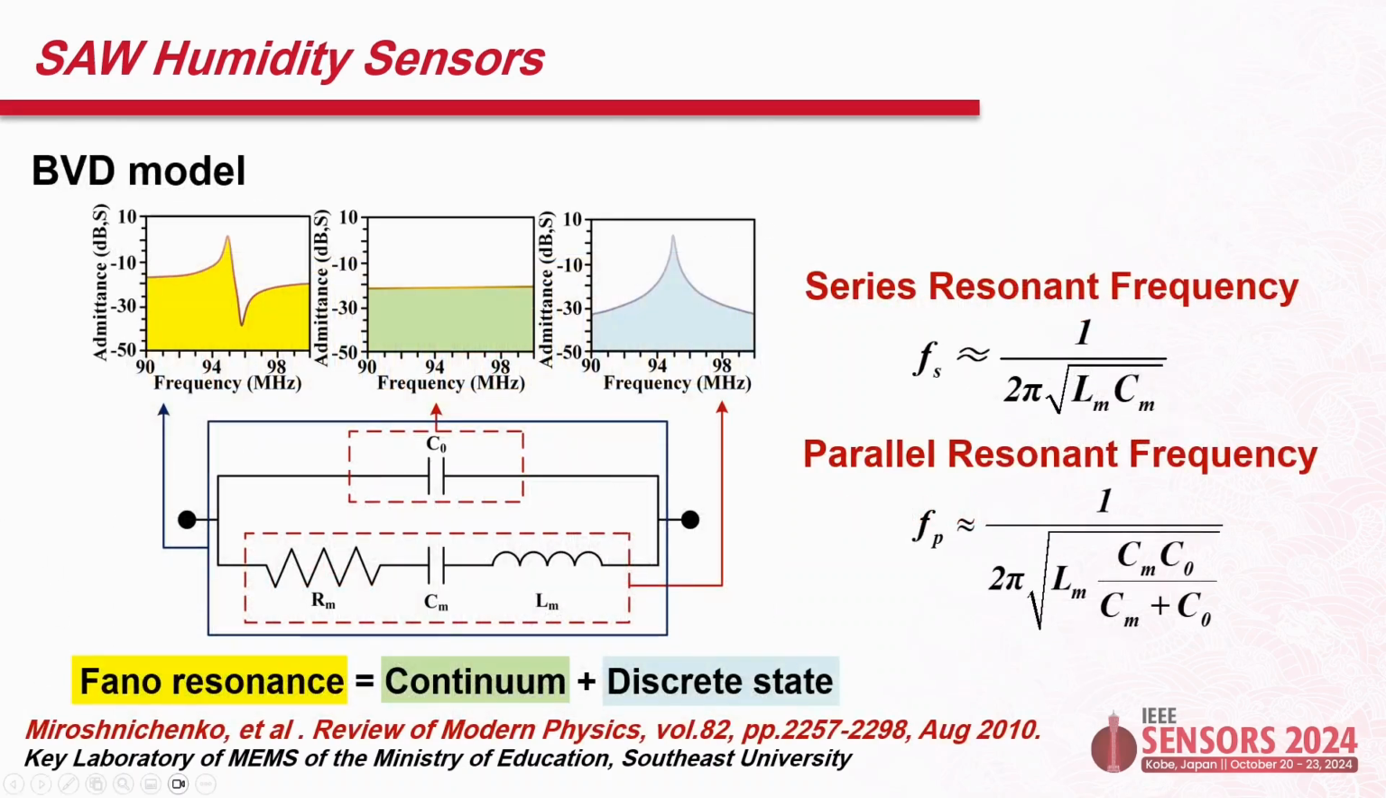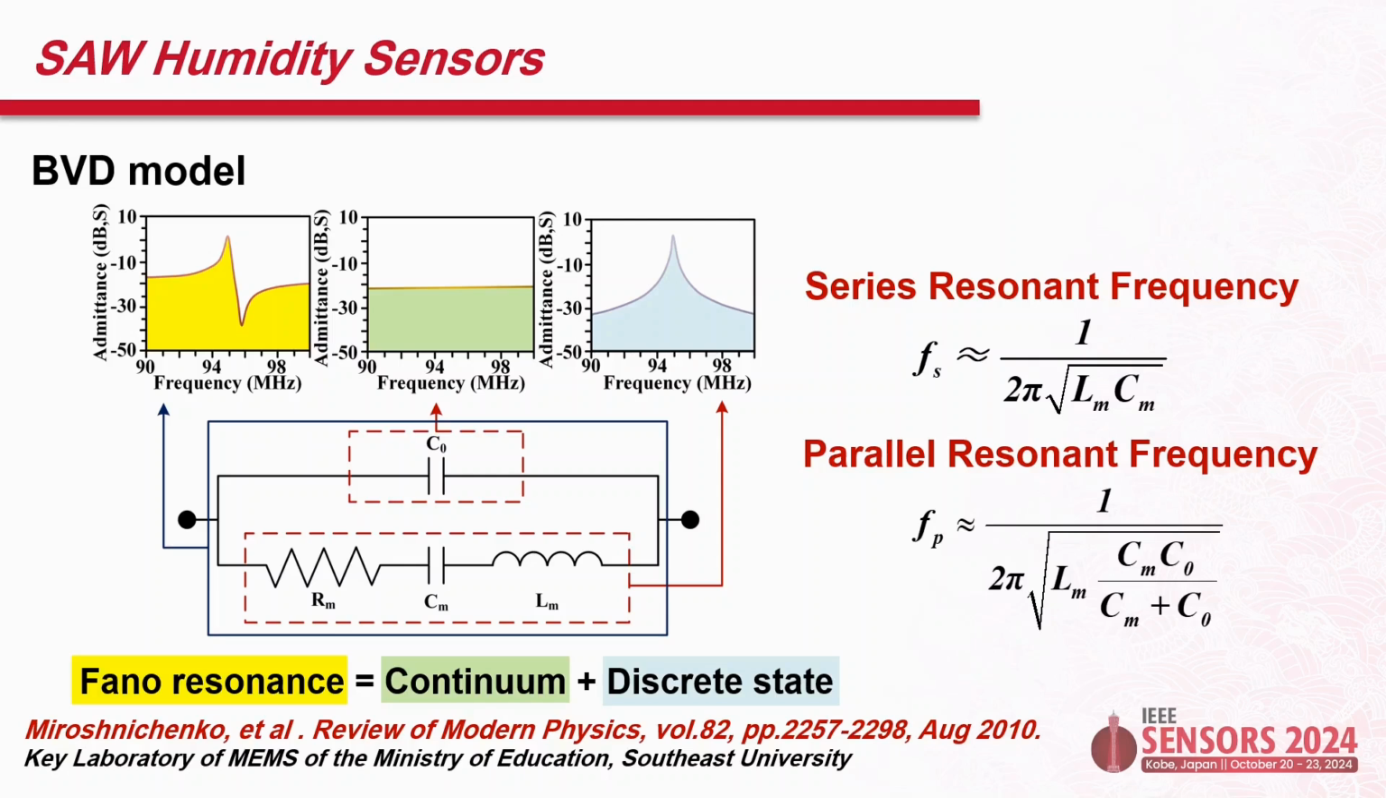The SAW resonator is characterized by the BVD model shown in this figure, where C0, Cm, Lm, and Rm represent the static capacitance, dynamic capacitance, inductance, and mechanical loss, respectively. The admittance of the sensor has a series resonant frequency Fs and a parallel resonant frequency point Fp.